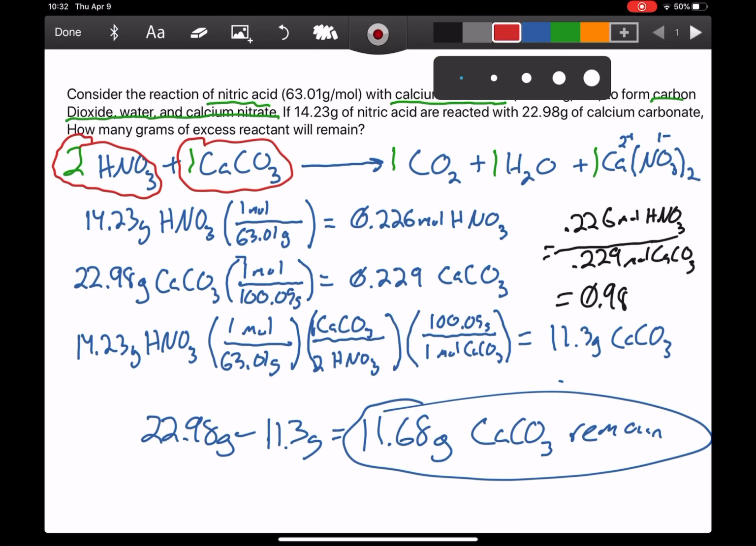I'd like to point out, when we're doing these problems using dimensional analysis, we see that grams of HNO3 cancel out, and we're left with moles of HNO3. Now moles of HNO3 cancel out, and we're left with moles of calcium carbonate. The moles of calcium carbonate cancel out, and we are left with grams of calcium carbonate. And that is how we solve this problem.